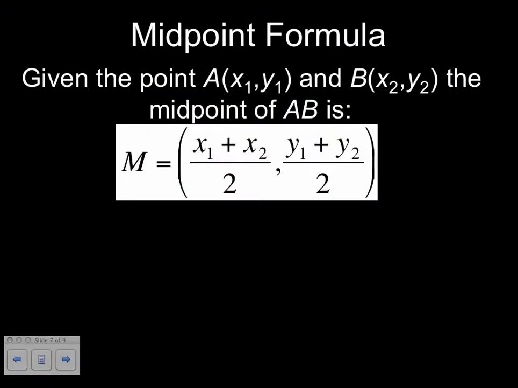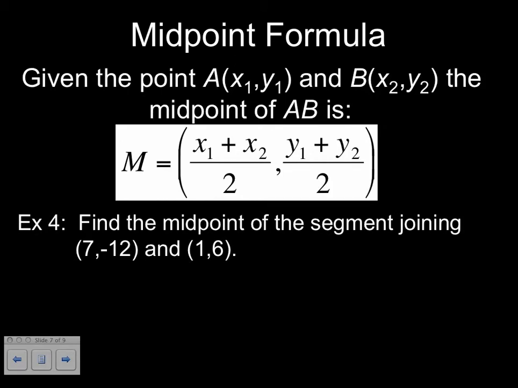Now the midpoint formula. If we're given any 2 points, point A, which is (x sub 1, y sub 1), and point B, which is (x sub 2, y sub 2), the midpoint of that segment AB is going to be the sum of the 2 x values divided by 2, and then the sum of the 2 y values divided by 2. It's really just the average of those 2 x values and the average of the 2 y values, which makes it very easy to figure out.